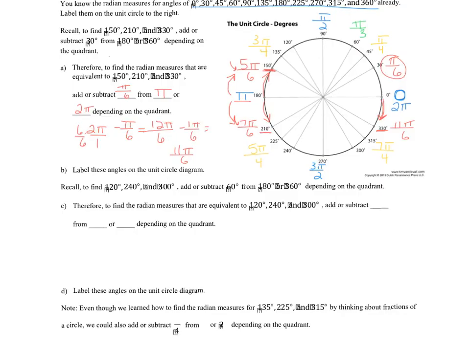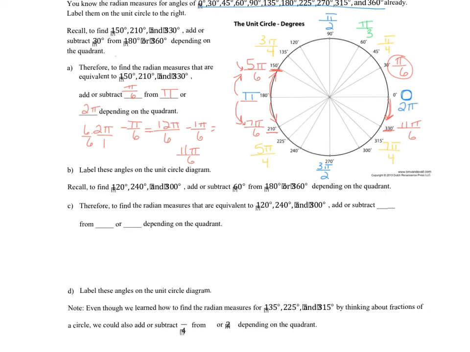So for 60, we have pi over 3, and we are finding all of those related angles: 120, 240, and 300. Here we're going to add or subtract pi over 3, just like we added and subtracted pi over 6. And same deal from either pi or 2 pi, just to keep our method the same. I'm going to go a little bit more quickly through this.